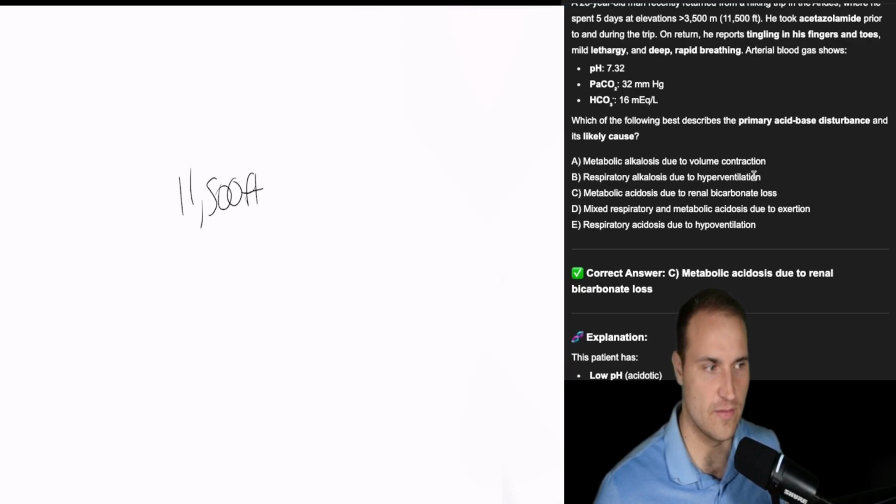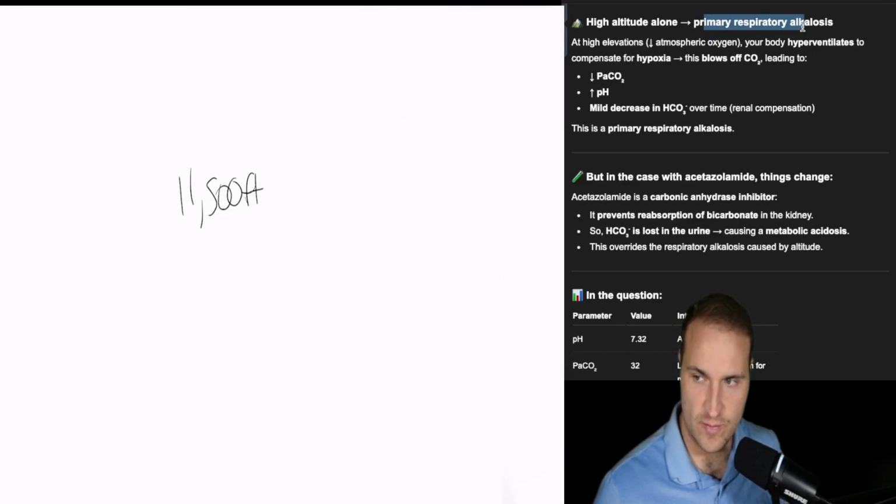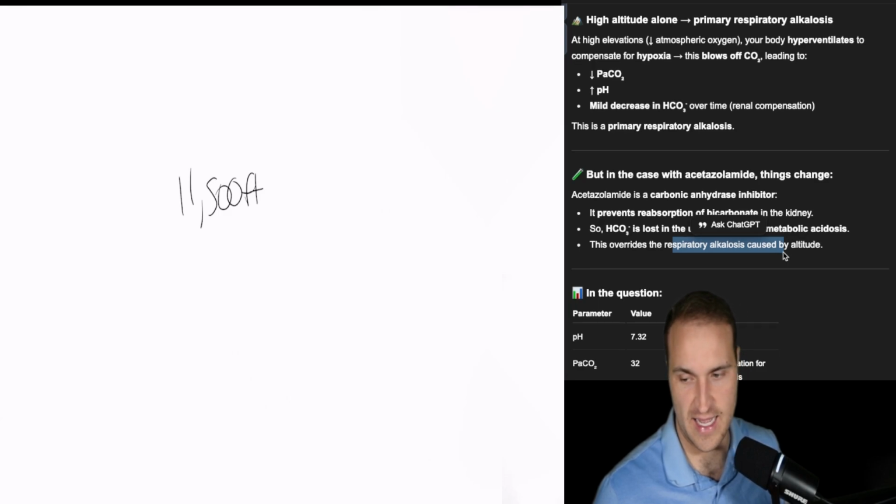took acetazolamide beforehand. If it were high altitude alone, it would be primary respiratory alkalosis because you have to hyperventilate to blow off the CO2, and that causes a mild decrease in bicarbonate over time, the renal compensation. That's primary respiratory alkalosis. But he took acetazolamide, and that's a carbonic anhydrase inhibitor, and that prevents the reabsorption of bicarbonate in the kidney. And so you lose it in the urine, and that causes metabolic acidosis, and that overrides the respiratory alkalosis that's caused by the altitude. So that's kind of a doubly hard, kind of a mean question.